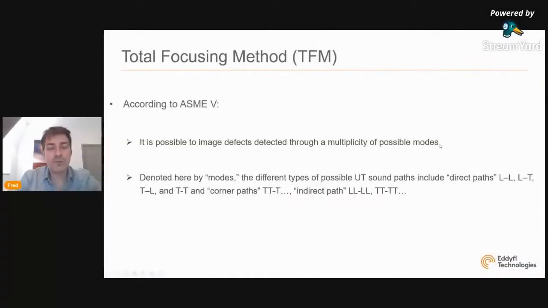Okay, so when it comes to TFM, according to ASME, it is possible to image defects through a multiplicity of modes. What is a mode? A mode is a different ultrasonic path. It can be a direct path like LL, LT. It can be a corner path, which is what we're going to talk about today. It can be an indirect path, like LLLL, so CAL, 40. So essentially 4 layers.